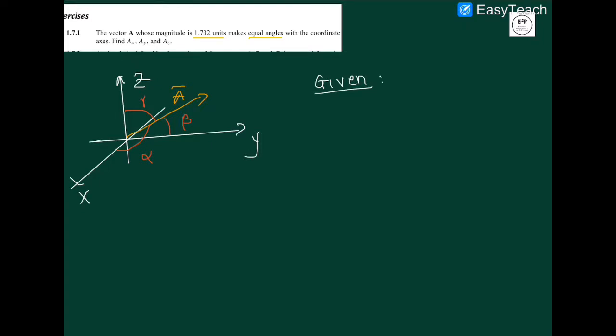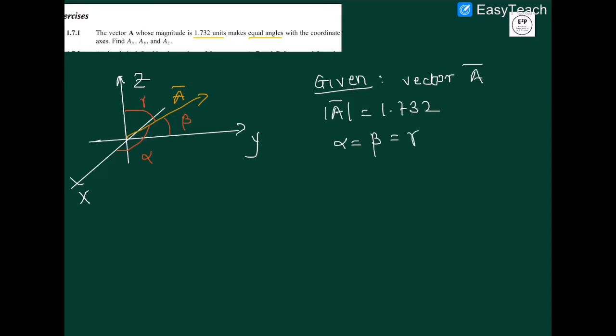So given is vector A bar, magnitude of A is given as 1.732, and the angles with the axes are equal, so alpha is equal to beta, which is equal to gamma. So we can say that alpha equals beta equals gamma.